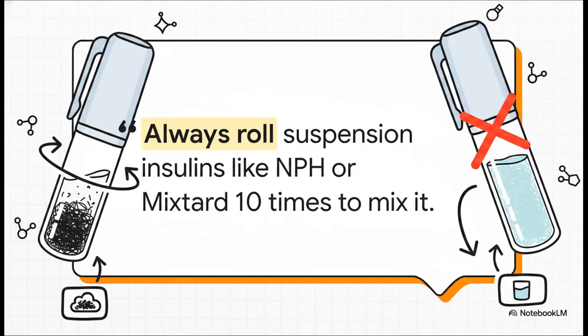Physical handling is also a huge part of the job. You absolutely must always roll suspension insulins, like NPH or Mixtard, about 10 times. Because they are suspensions, the active ingredient literally settles down at the bottom. If you don't gently roll that pen or vial to mix it up, you are just going to inject the clear liquid sitting on top, vastly underdosing your patient. On the flip side, you never roll clear, purely liquid solutions like degludec.